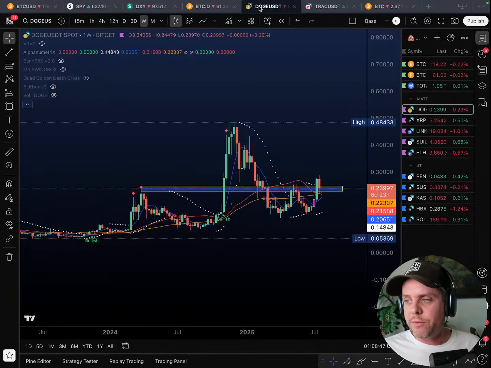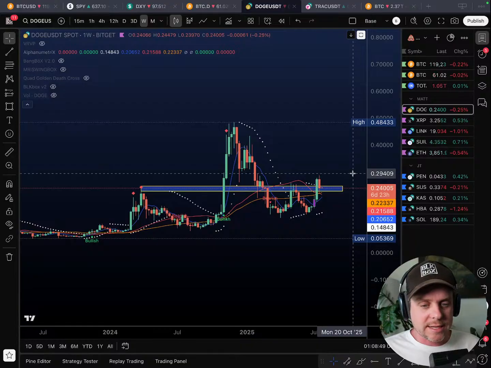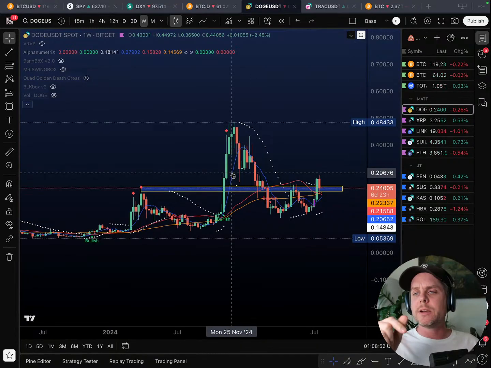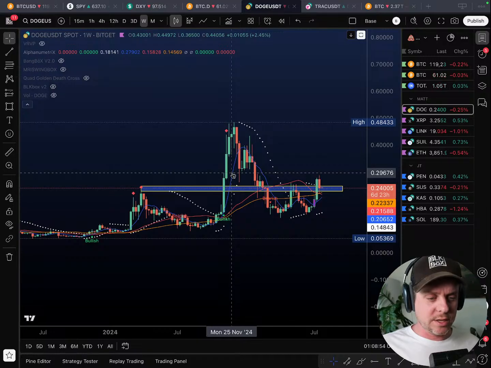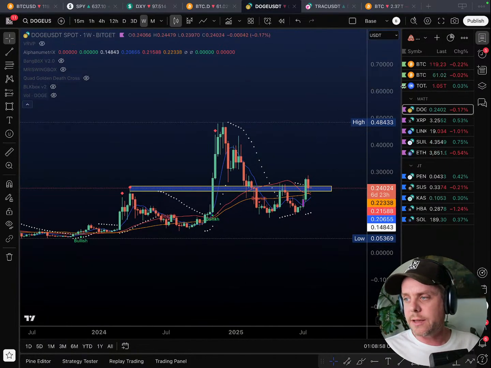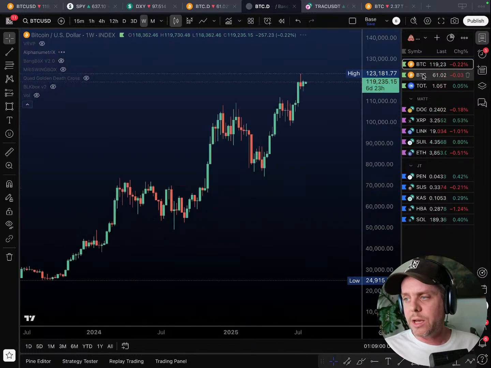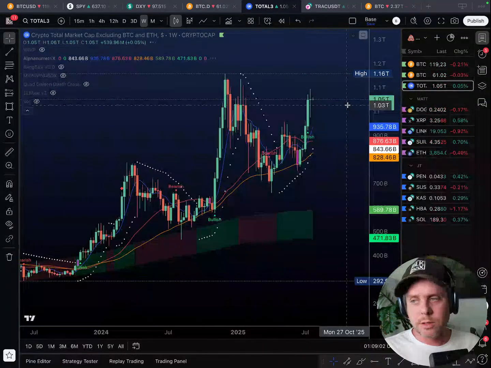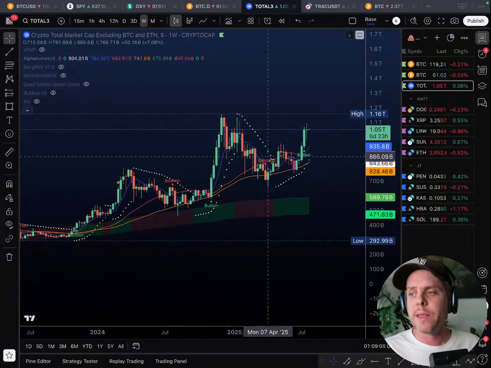Let's go through the portfolio one by one. We've got 10 assets in our portfolio. Go ahead and spam the tickers if you want me to take a look at any projects that you guys are interested in. While you're doing that, I'm going to go through our list. So we covered Bitcoin, we covered Bitcoin dominance. Let's take a look at total. Let's see how total is doing.